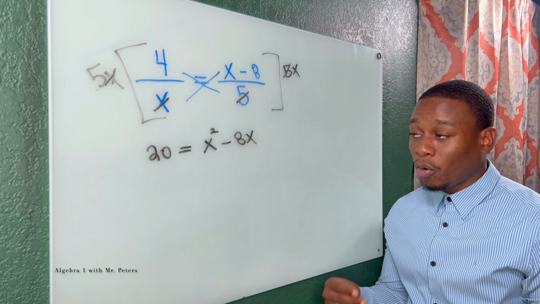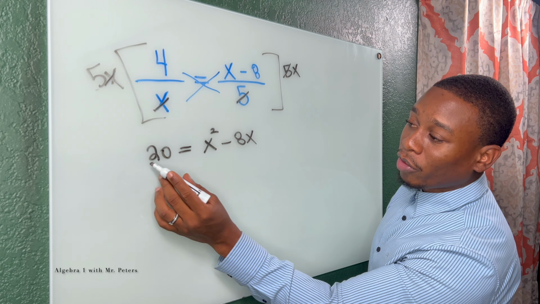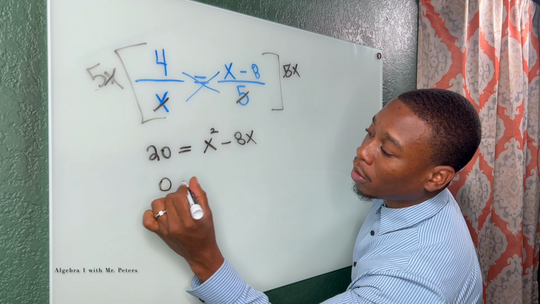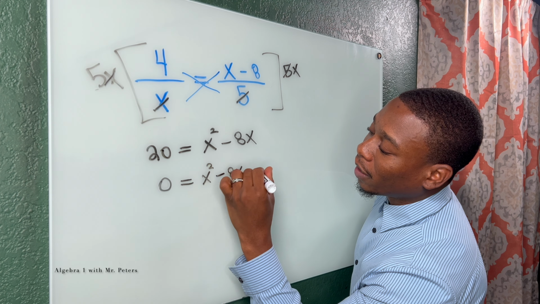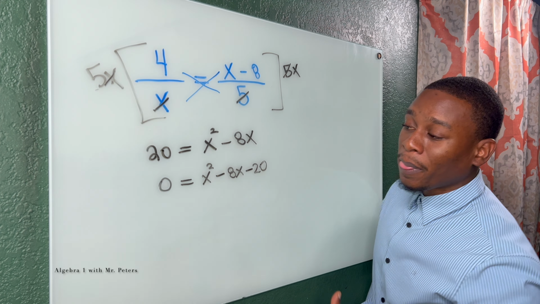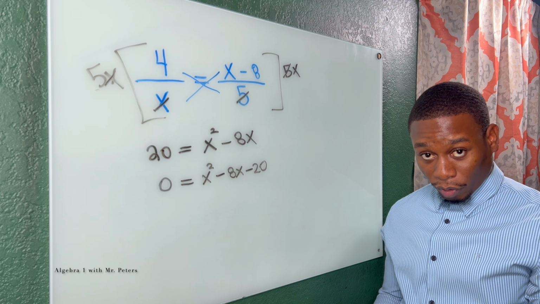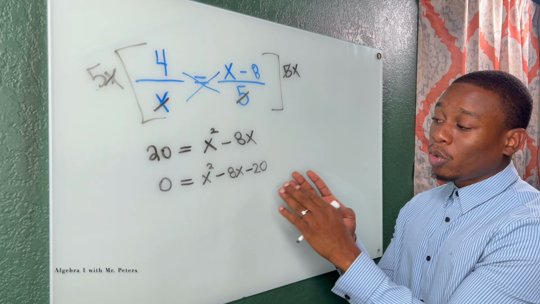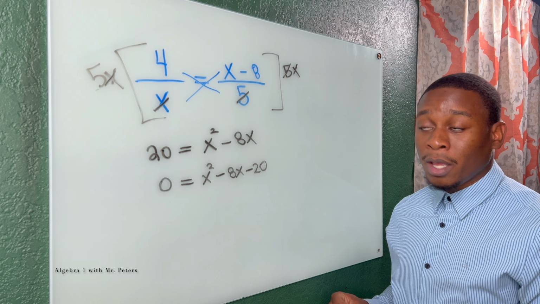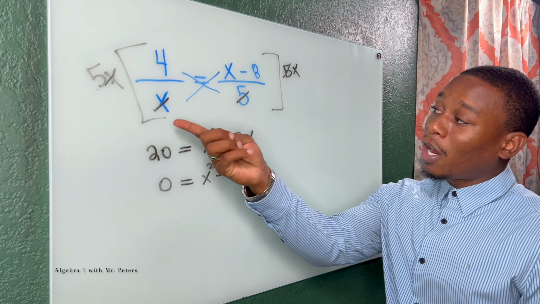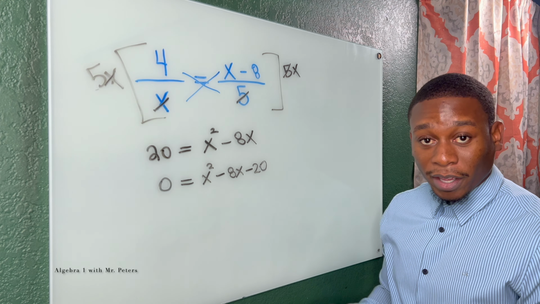So if you guys see, we're at the same exact step. And after I subtract 20 on both sides, we're going to get 0 is equal to x squared minus 8x minus 20. And then we'll go through our same factoring rules. So if you're a student who does not like fractions, you can eliminate it completely by multiplying by the least common denominator, which would be 5x.